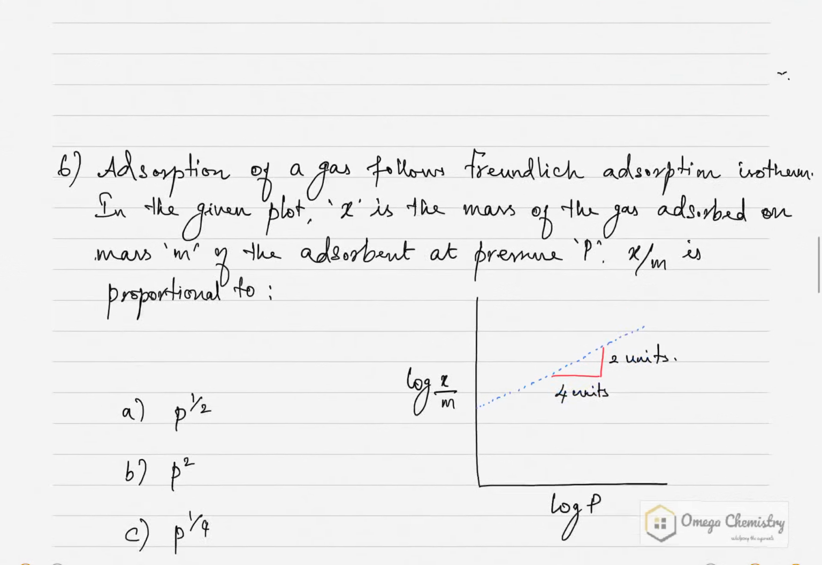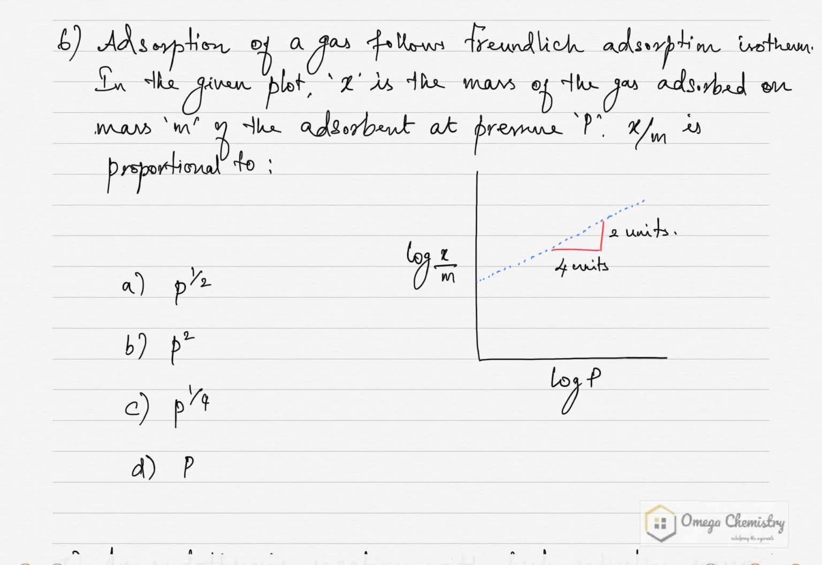Now the 6th problem. Adsorption of a gas follows Freundlich adsorption isotherm. In the given plot, x is the mass of the gas adsorbed on mass m of the adsorbent at pressure p. So x by m is proportional to, we need to find out which among the following four options is right. Now a graph has been given in which the y-axis has 2 units and the x-axis has 4 units for this slope.